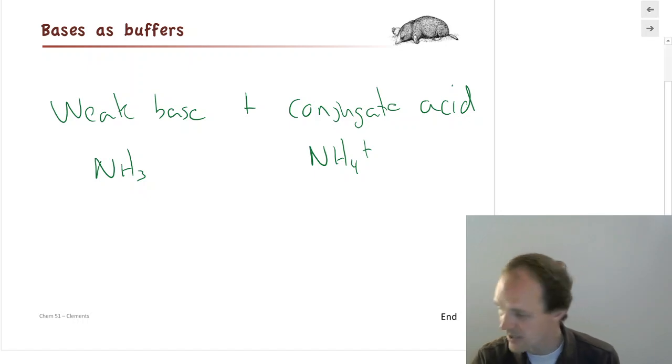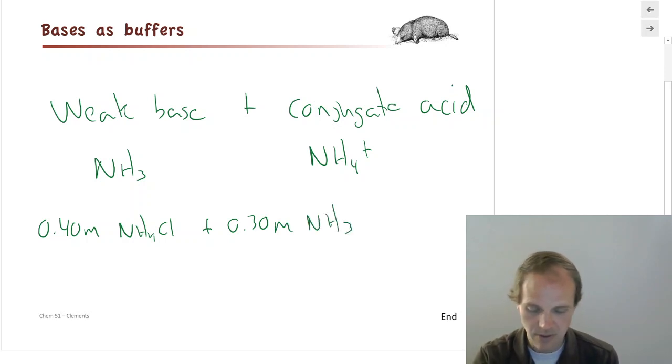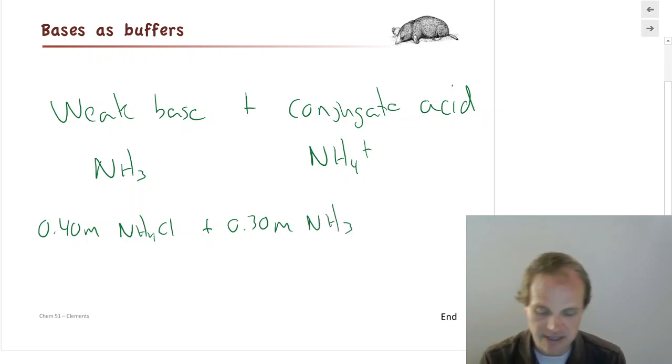We're going to take a solution that was 0.40 molar NH4Cl, ammonium chloride, and 0.30 molar ammonia, and we're going to go ahead and find the pH of that.